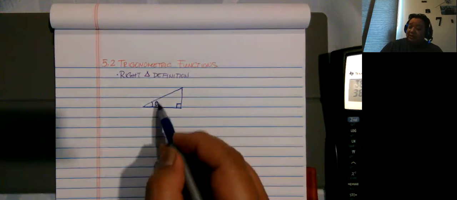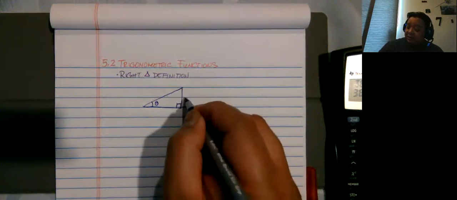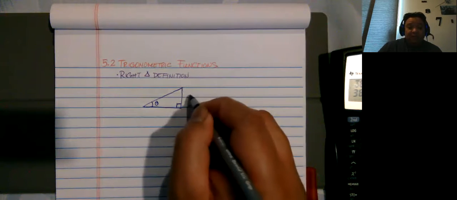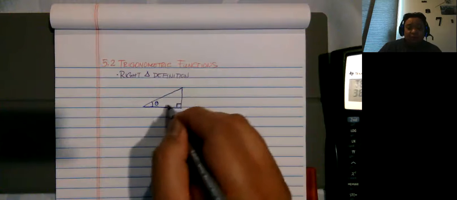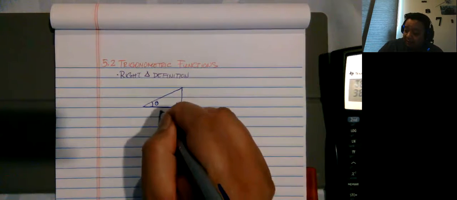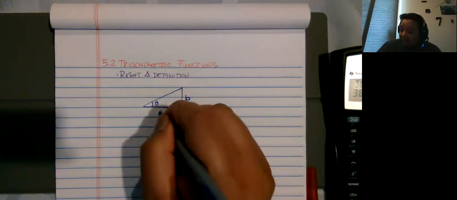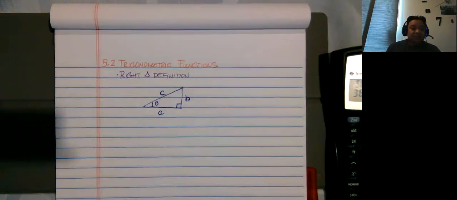Essentially there are three sides, and I'm just going to label the sides. These two are called legs, right? So this is the first leg and the second leg, and this one is called the hypotenuse. The two legs, I'm going to call them A and B, and then the hypotenuse side, I'm going to call C.